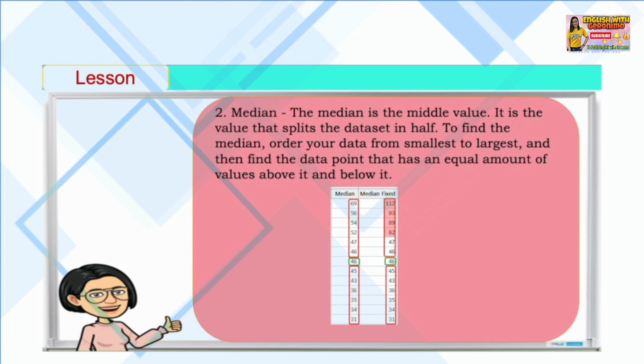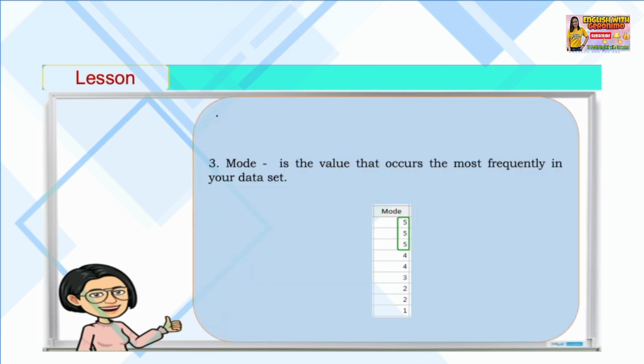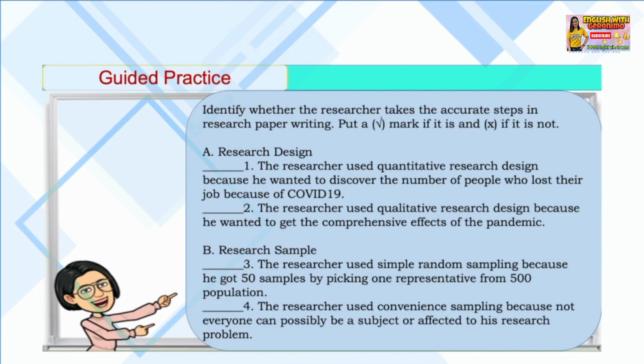Next to mean is median. The median is the middle value. It is the value that splits the data set in half. To find the median, order your data from smallest to largest and then find a data point that has an equal amount of values above it and below it. The third one is mode. It is the value that occurs the most frequently in your data set.